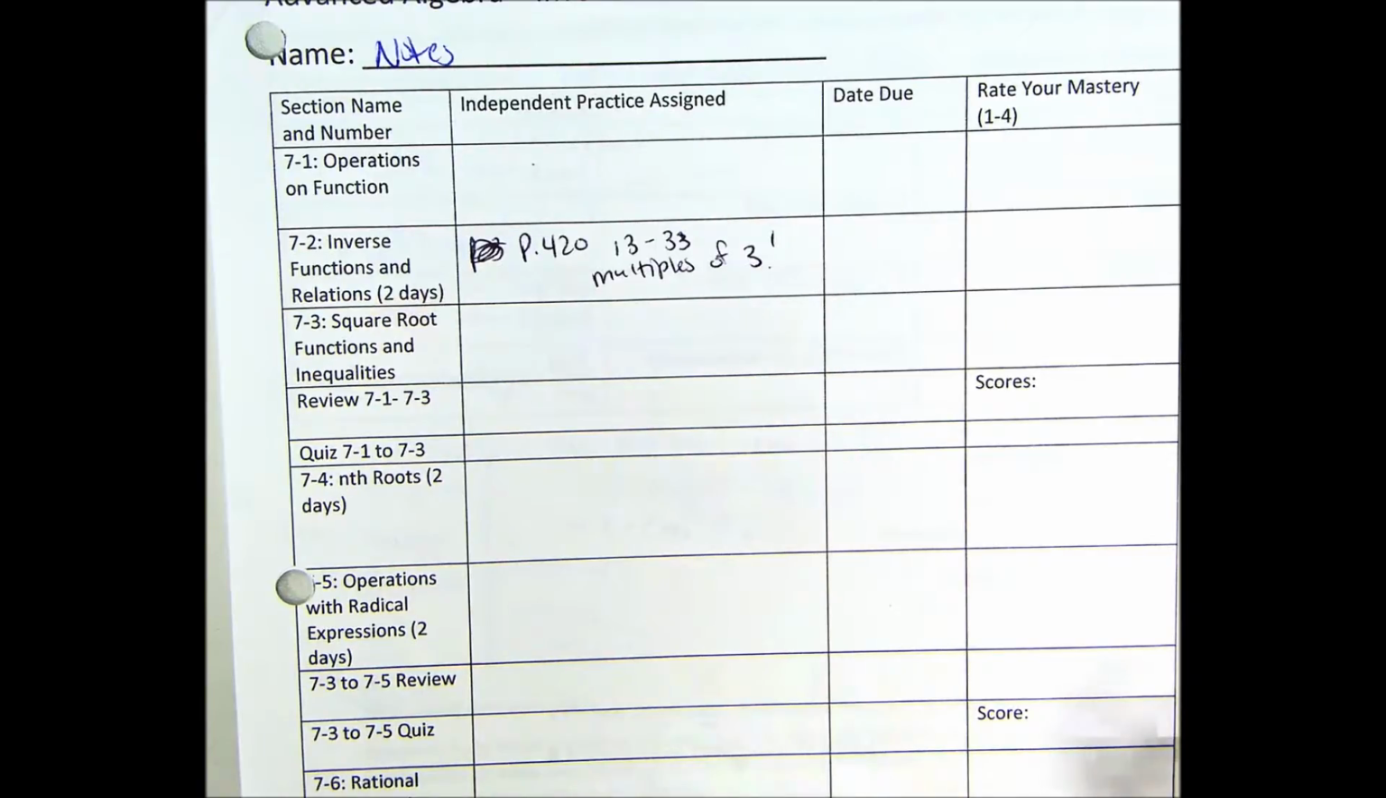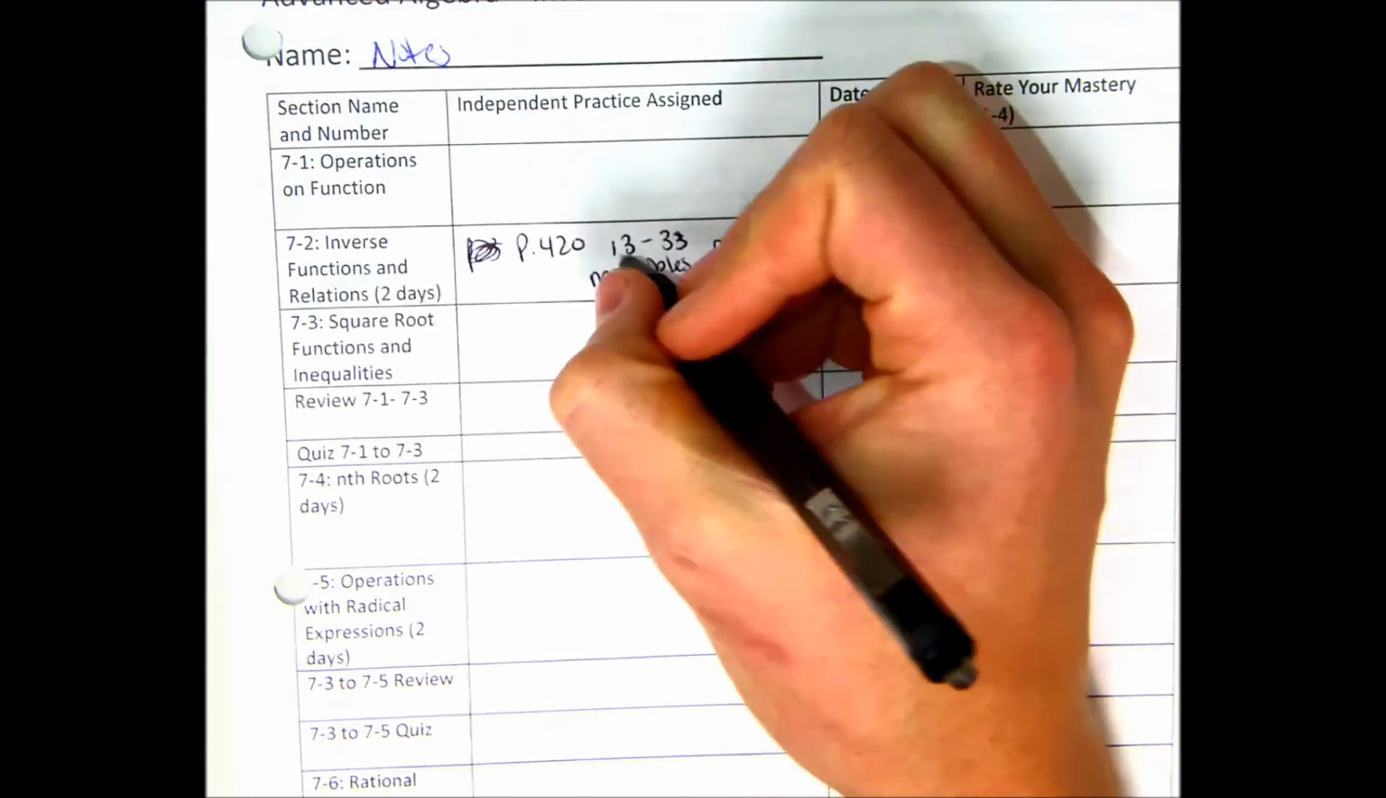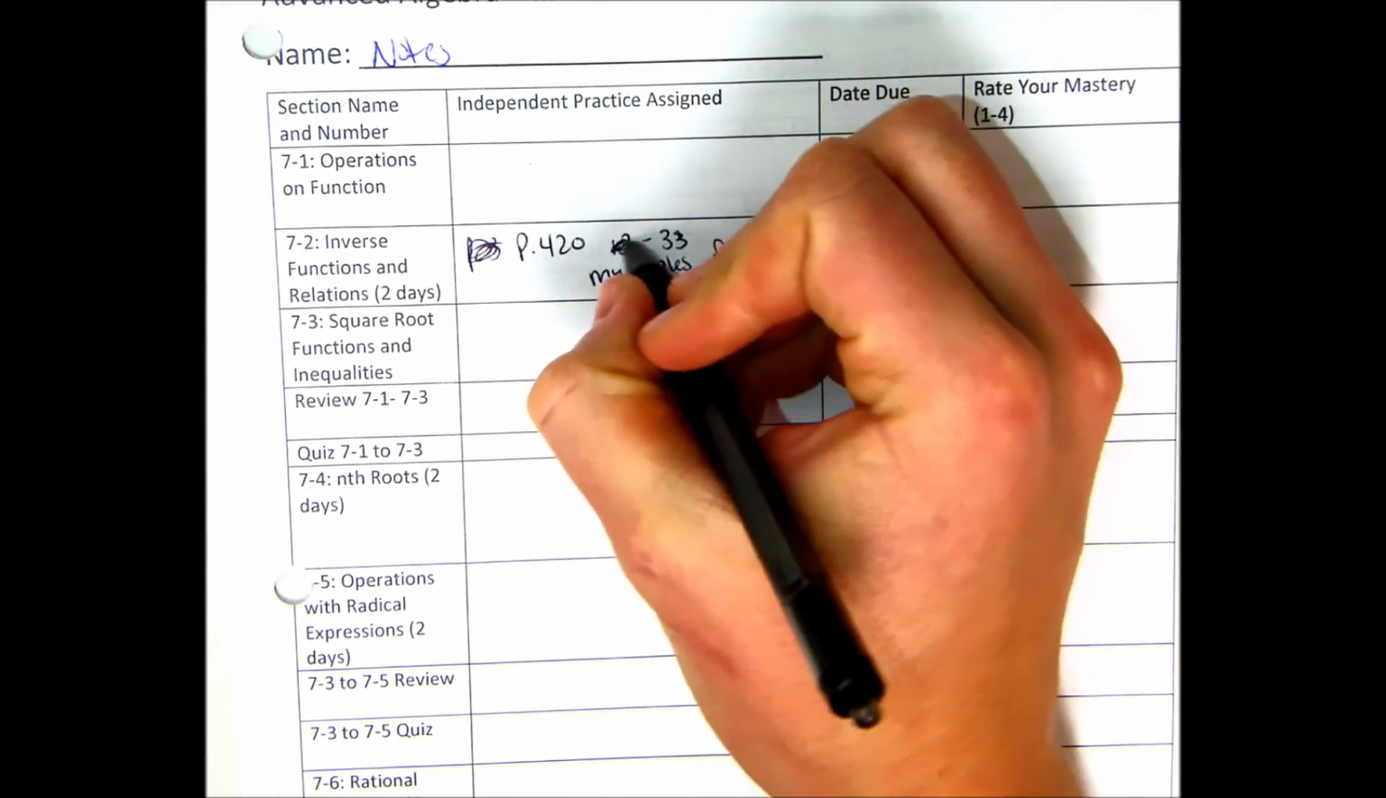Your homework for tonight is page 420, 13 through 33, multiples of 3. So that's like, did I say 13? Whoops, 15. Change that around. 15 to 33, multiples of 3, so 15, 18, 21, and so forth.